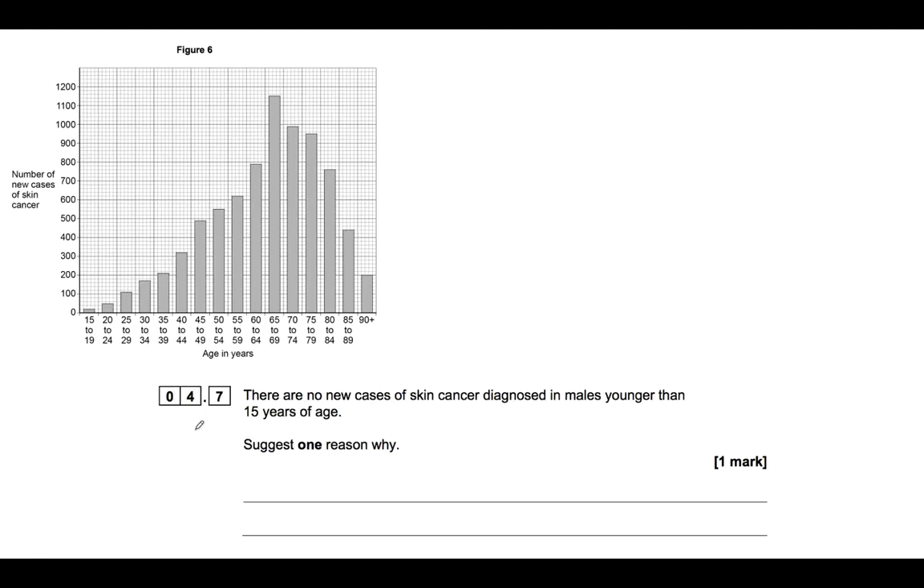Question 4.7. There are no new cases of skin cancer diagnosed in males younger than 15 years of age. Suggest one reason why. This is very low at 15 to 19, but there's no new cases younger than 15, hence why it's not included on the graph. Think about it. Under 15 years of age, they're very young. They would have very little DNA damage.